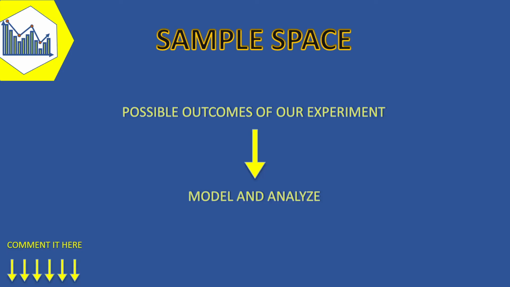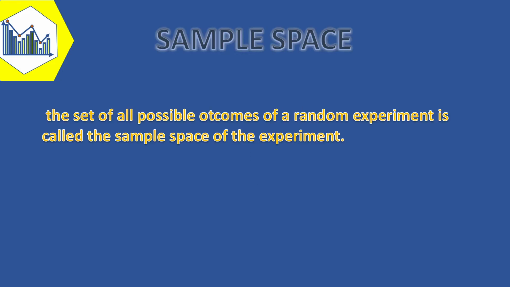Let's see what is the definition of sample space. The set of all possible outcomes of a random experiment is called the sample space of the experiment.